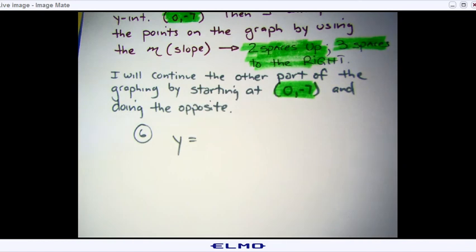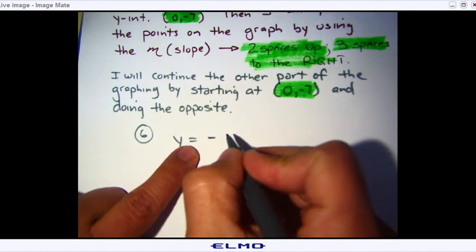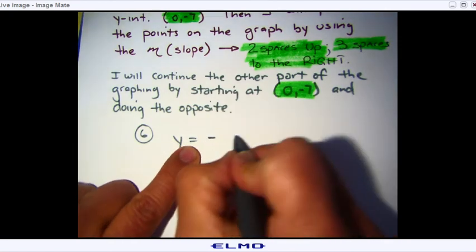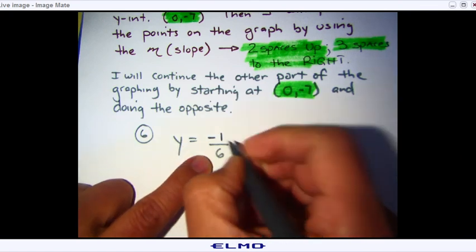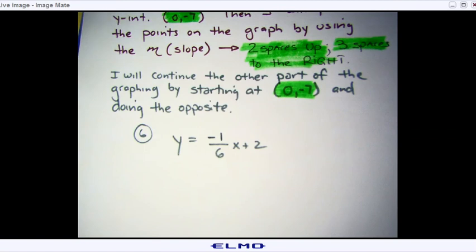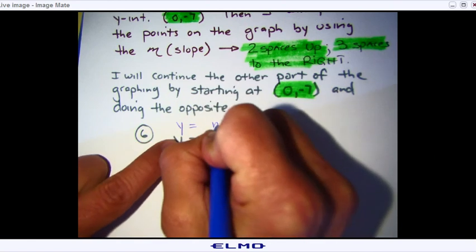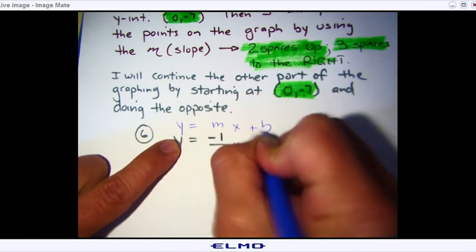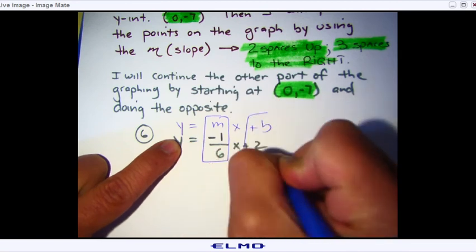Oh, there it is, number 6. y is equal to negative 1 over 6, x plus 2. If there's one negative, I'm going to put it on the numerator, on the top. So what are you supposed to do? Again, y equals mx plus b. There's your m and there's your b.